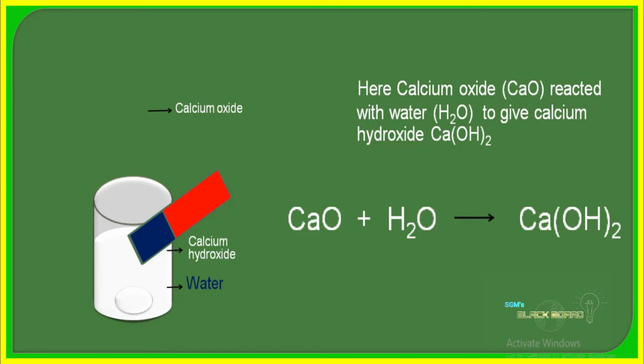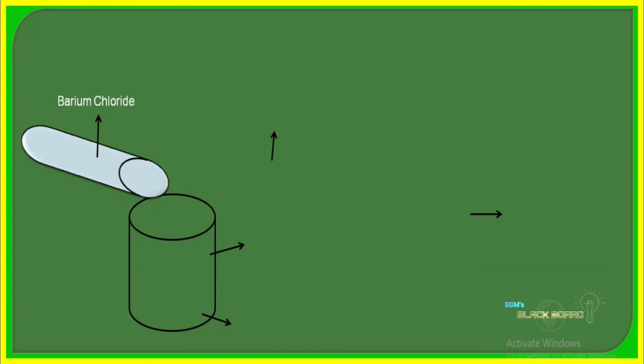Let us see another activity. In another activity, we have taken 2 test tubes and we prepared barium chloride and sodium sulfate, means taking a small quantity of barium chloride and adding it to water, we got a colorless solution. And in the same way, we prepared sodium sulfate, adding sodium sulfate to water, we got sodium sulfate solution. We know that both of them were colorless.